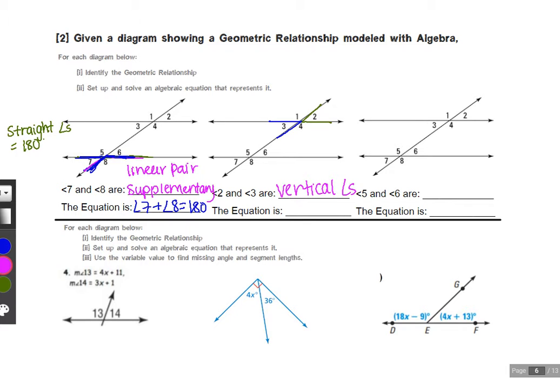And then something we know about vertical angles is that they're always congruent. So when I'm setting up an equation, I should have two equal expressions. So angle 2 should be equal to angle 3.